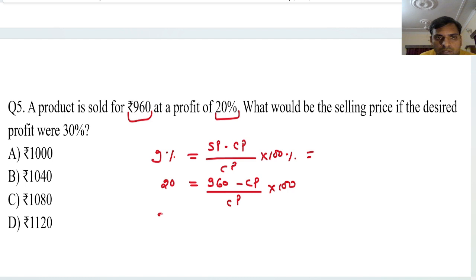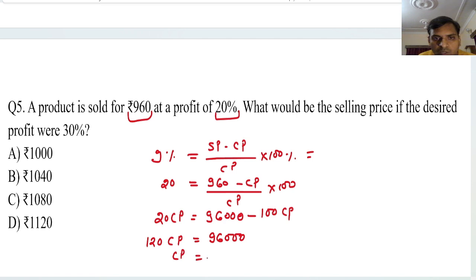On solving this, 20 CP equals 960 minus CP, and we can multiply this by 100. So this is 96000 minus 100 CP. You can take this 100 CP to this side. So this 120 CP equals 96,000. So CP equals 96,000 divided by 120. On solving this, the price is 800 rupees.